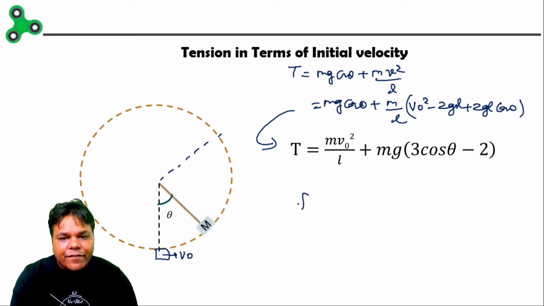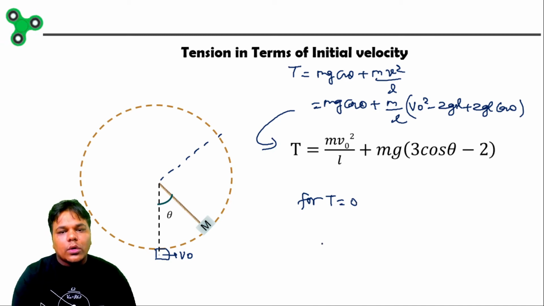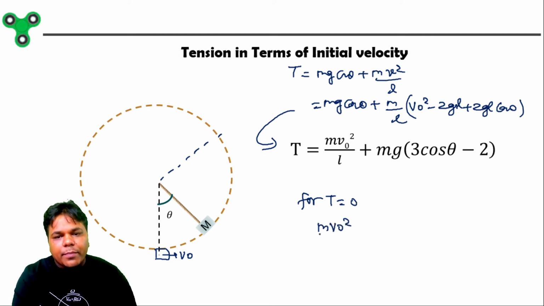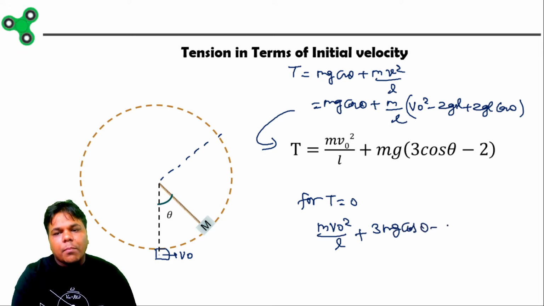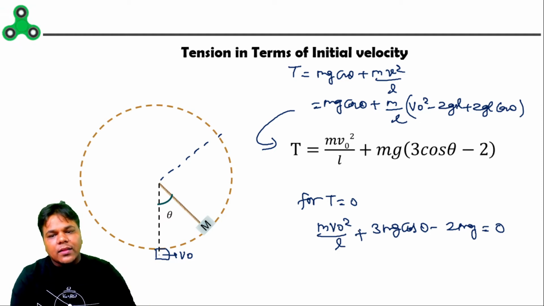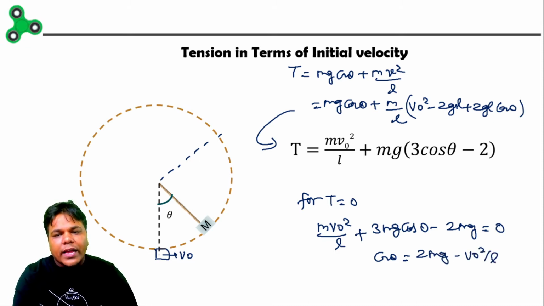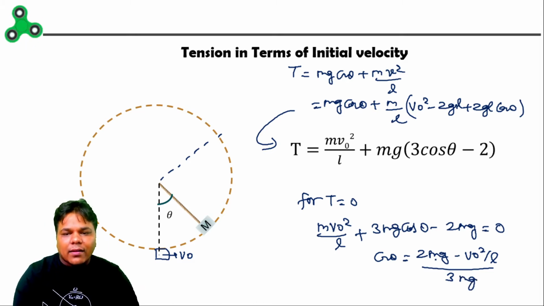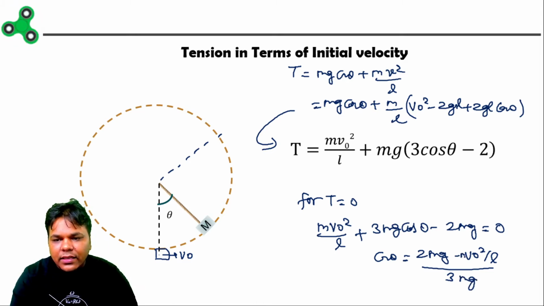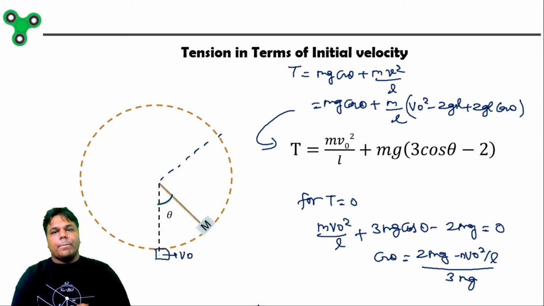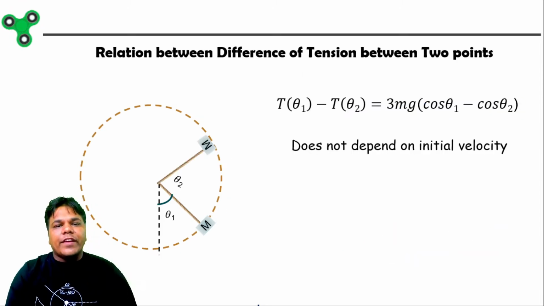So you can say for T equal to 0, mv naught square by L plus 3 mg cos theta minus 2 mg equals 0. And if we know V naught square, you can easily calculate cos theta. It is 2 mg minus V naught square by L, divided by 3 mg. And let's say we just cancel out m later.